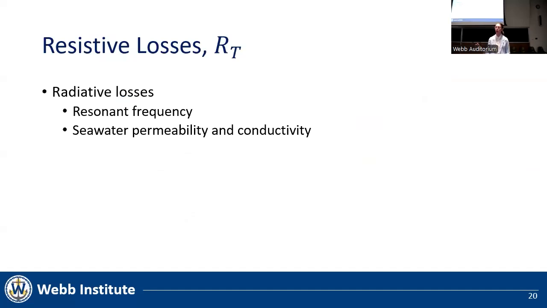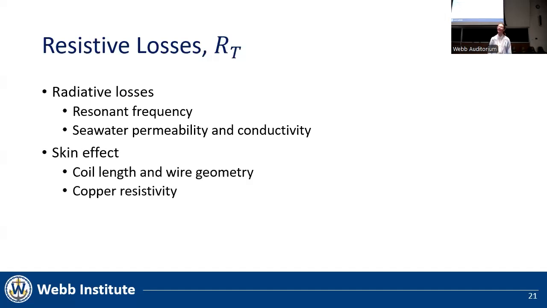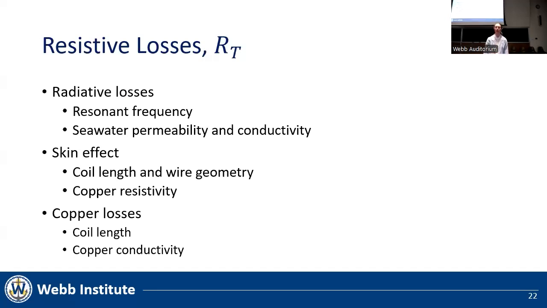Next are the three components of resistive losses: radiative, skin effect, and copper. The most significant of the three are the radiative losses caused by heat loss from eddy currents. These losses depend on the resonant frequency and seawater permeability and conductivity. The skin effect is from the current distribution over the wire surface and depends on the coil length, wire geometry, and copper resistivity. Finally, the copper losses are from the heat loss of the copper, dependent on the coil length and copper conductivity.